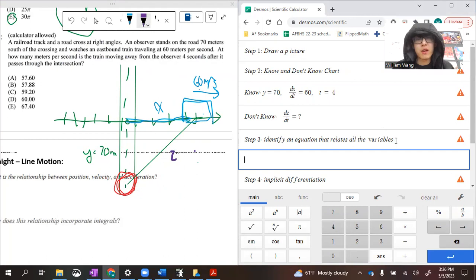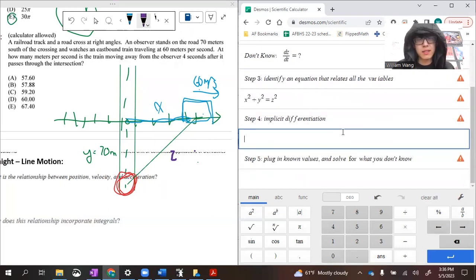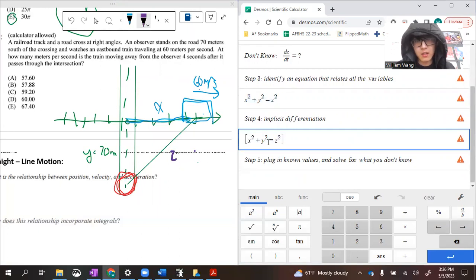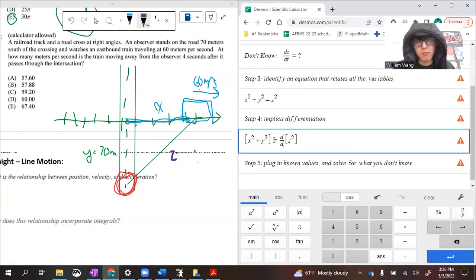But step 3, let's identify an equation that relates all the variables. Here I'm relating 3 sides of a right triangle. It's got to be the Pythagorean theorem: x squared plus y squared is equal to z squared. It's got to be that equation. So I'm going to implicitly differentiate this. I'm going to take my equation and do d over dt for both sides.